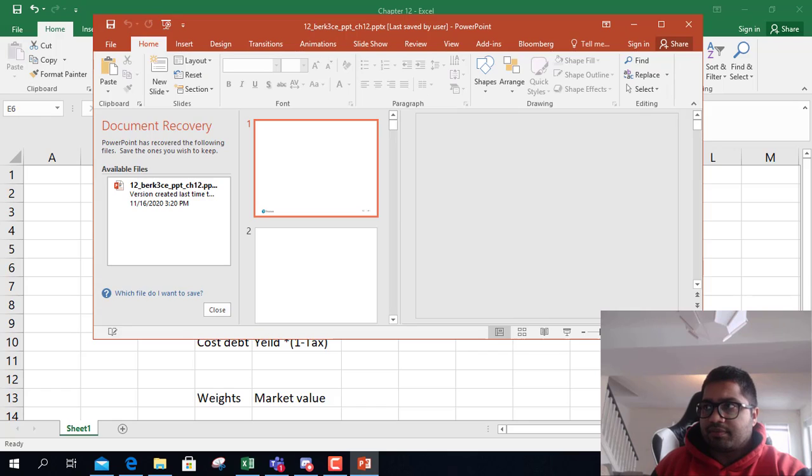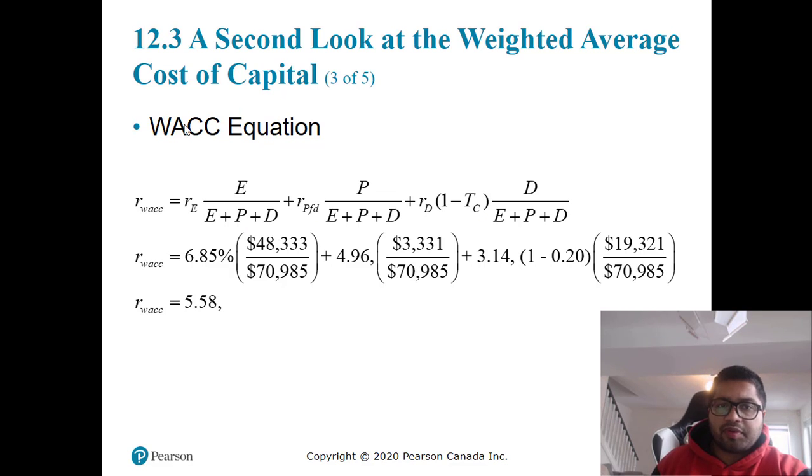So we were at this slide. So 48 million of equity divided by 70 million, that is the weight of equity. Weight of preferred is 3.3 million divided by 70 million, and weight of debt is 19 million divided by 70 million. So you know the cost of equity, cost of preferred, and the weights of equity, preferred and debt. Then you just put in the cost of equity that we have found, 3.85, cost of preferred 4.96, and yield into 1 minus tax, that is the cost of debt. So WACC becomes 5.58.